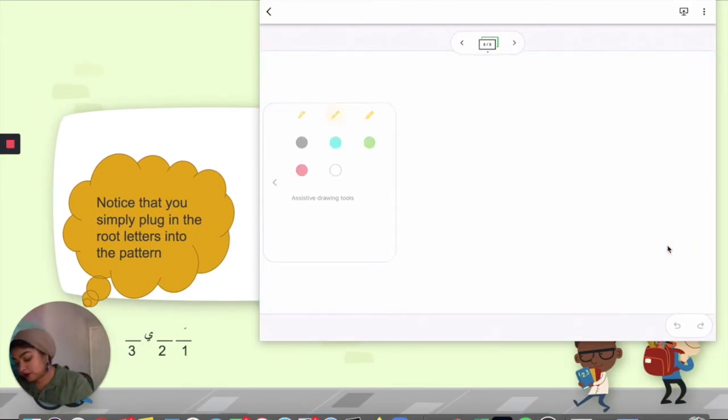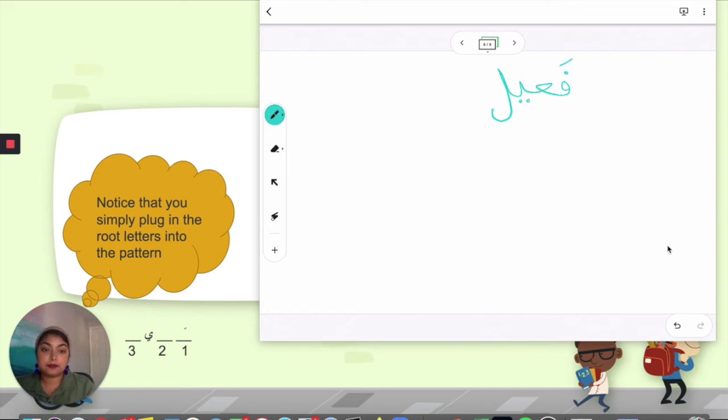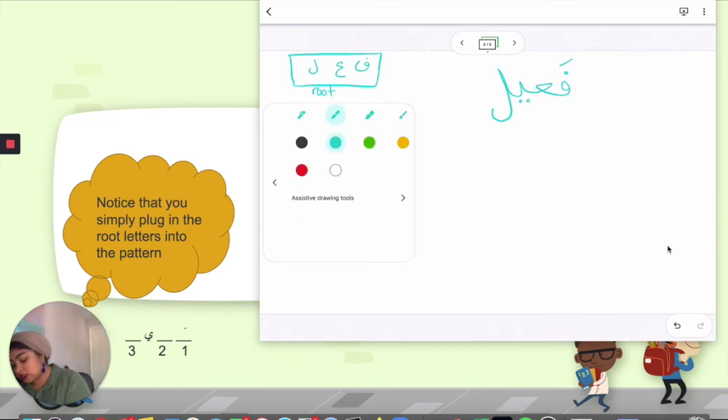Fa'il is a very common adjective pattern in which, remember, we said that fa represents the first letter, ain the second letter, and the lam the third of the root letters. These represent the root letters. So fa'il is a pattern in which you have the first root letter, the second root letter, followed by a ya, and the third root letter.